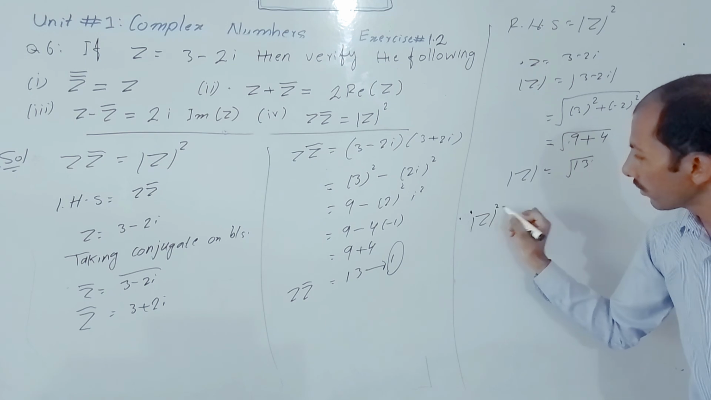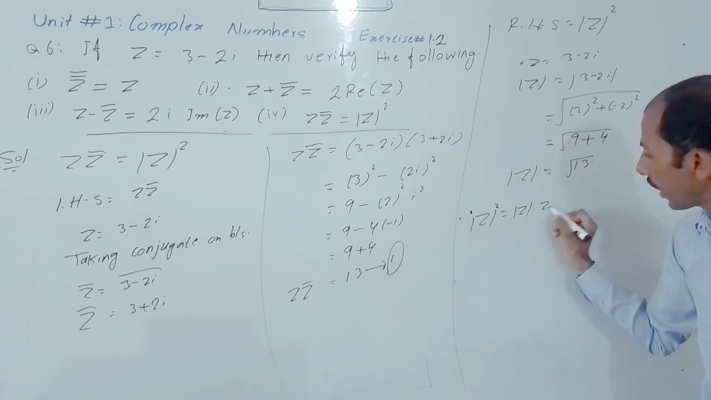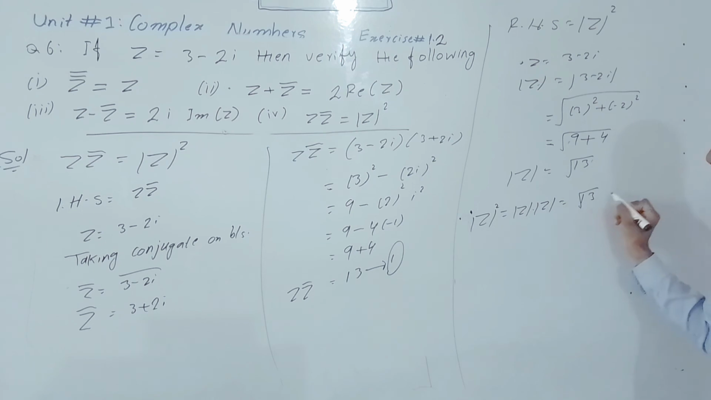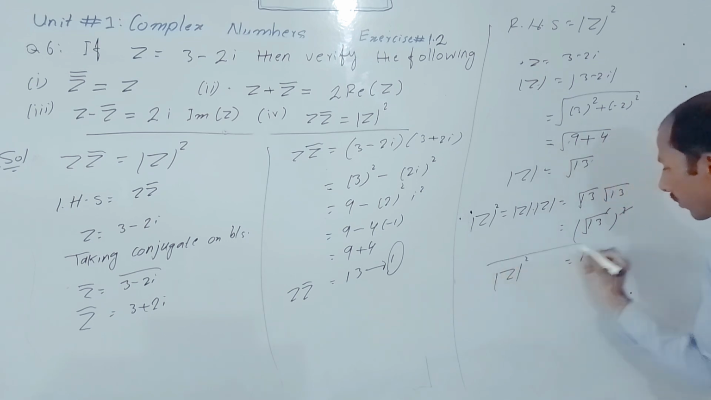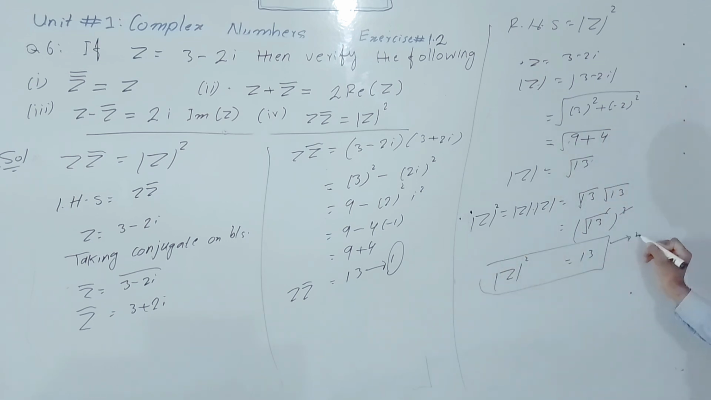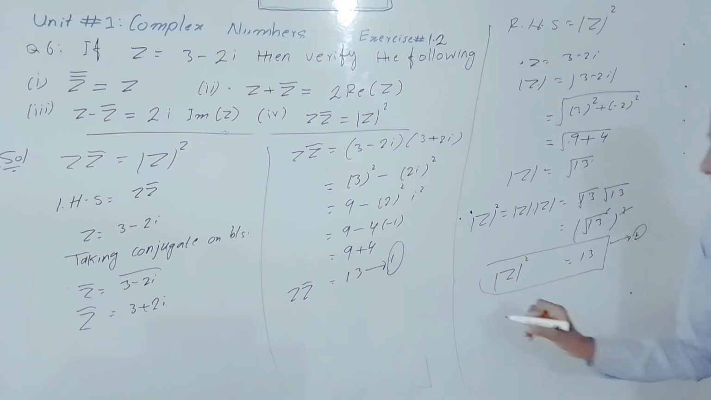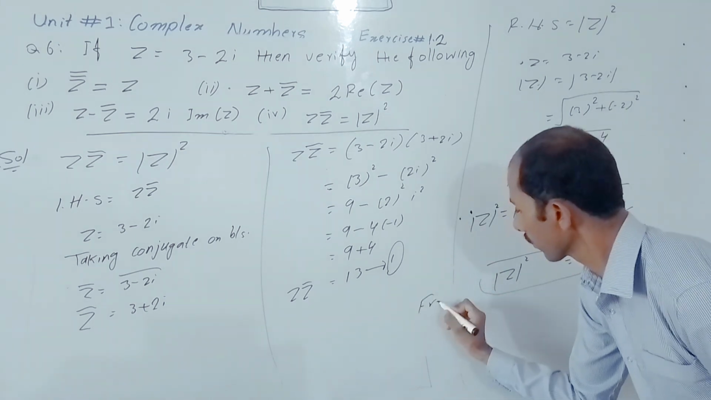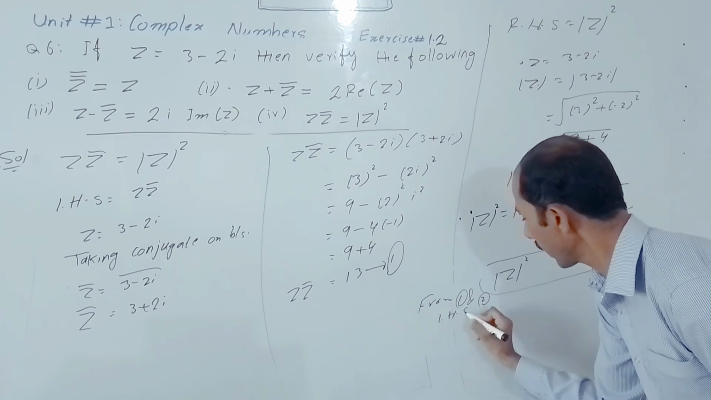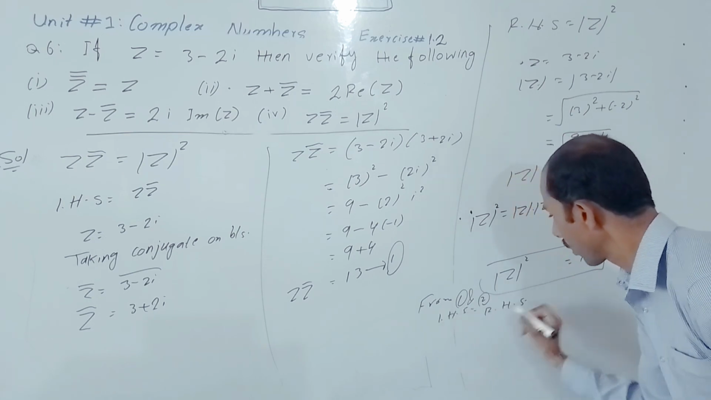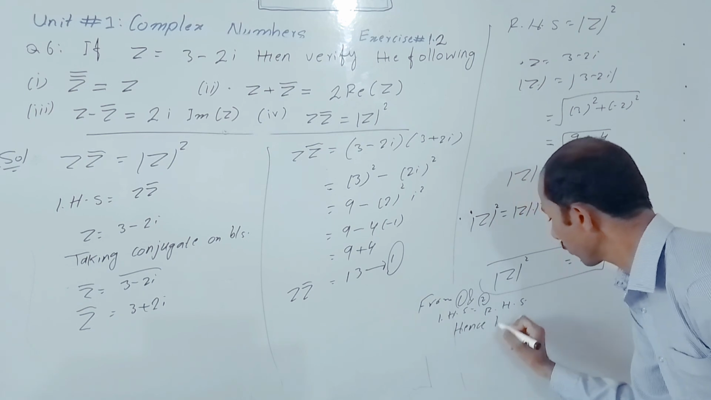Z mod whole square is equal to z mod times z mod. So which is equal to under root of 13 times under root of 13, which is equal to under root of 13 whole square. So the square root cancels, which is equal to 13. Z mod whole square is equal to 13. Equation number 2. From 1 and 2, left hand side is equal to right hand side. Hence proved.